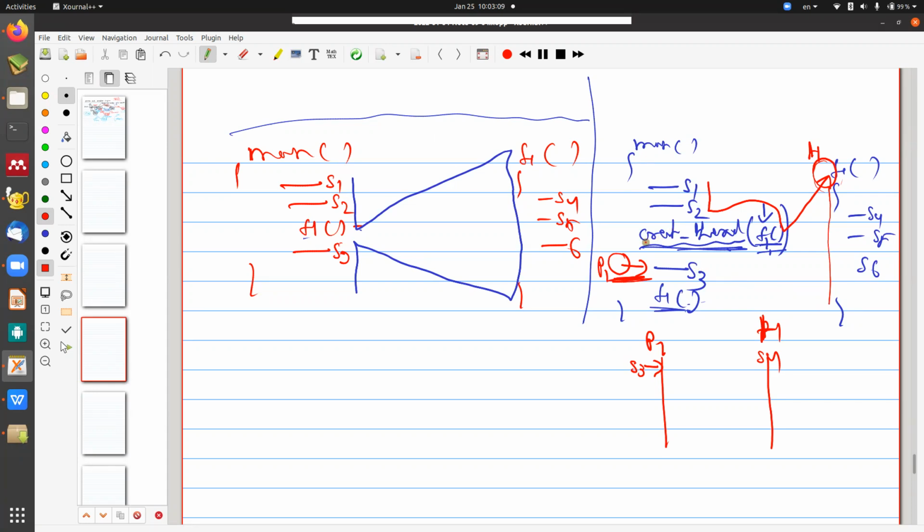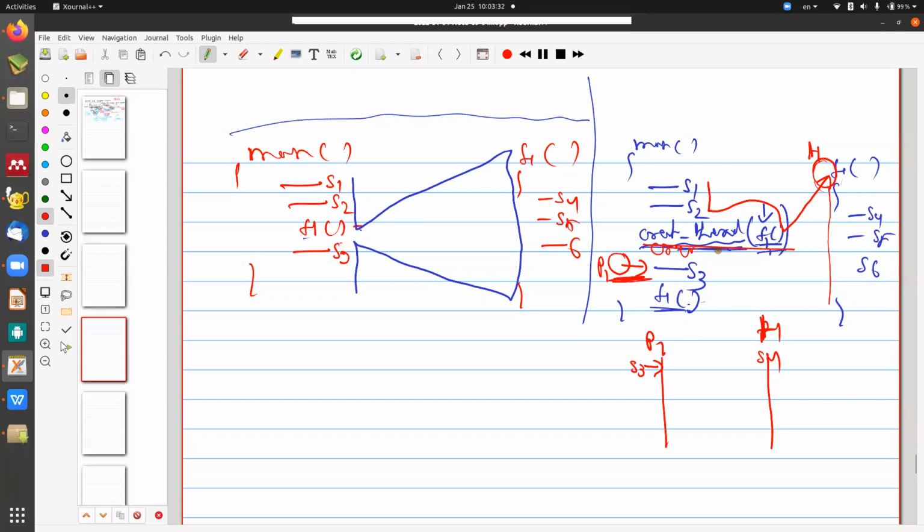Because after this line, it looks like one independent process, which is executed by the CPU separately, and this is also executed by the CPU separately. Then you can feel that I have created two kinds of processes. One is T1, one is P1. Like we create by a fork, there is a P1, P2, here also you can.